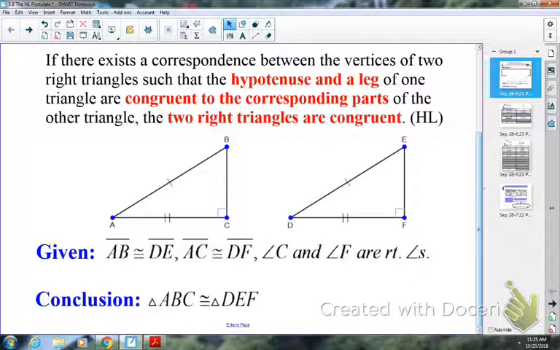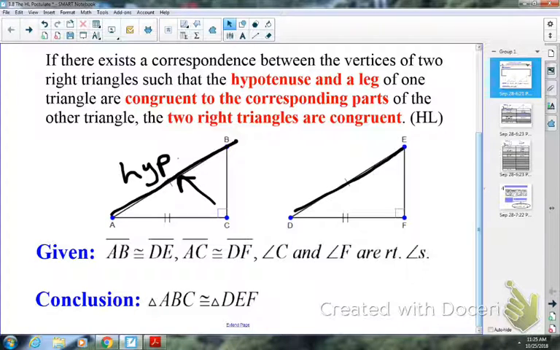Okay, so if we need it, like I said, the hypotenuse is the one across from the right angle. So in triangle ABC, the hypotenuse would be the segment AB. That's your hypotenuse. It's the side across from the right angle, if you need a refresher. So in my other triangle EFD, the hypotenuse would be segment ED. Again, that's your hypotenuse. It's the one across from your right angle.